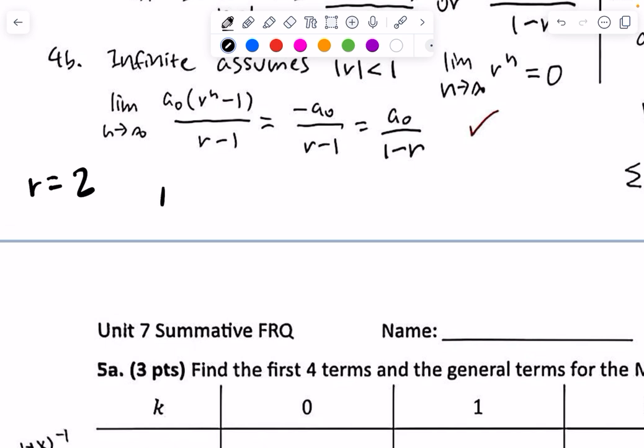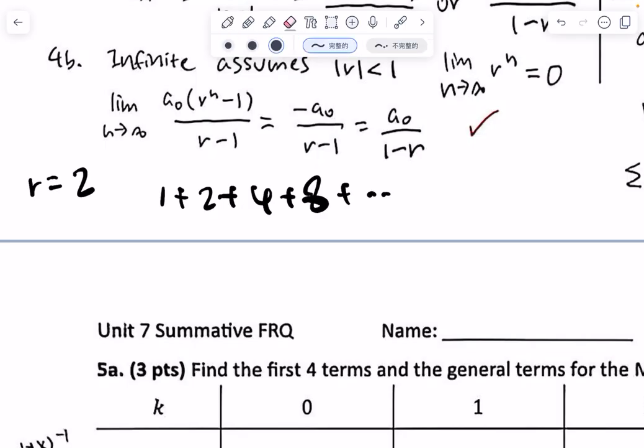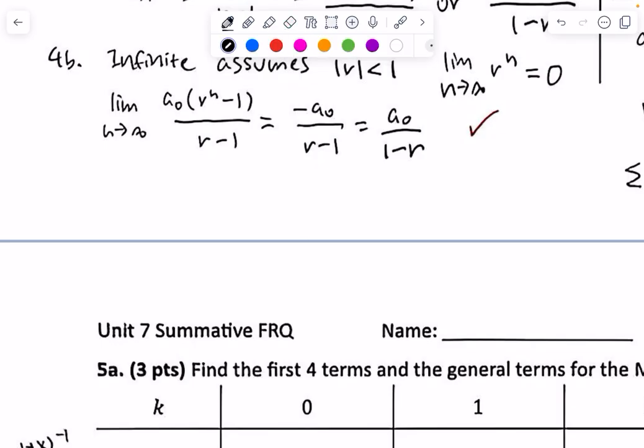And then we start at 1, and then we go to 2, 4, 8. One thing we figure out is that the terms just keep getting larger, and so there's no way that it can converge. Because of that, there's no point in calculating an infinite geometric series when r is greater than 1, because it's just going to diverge.